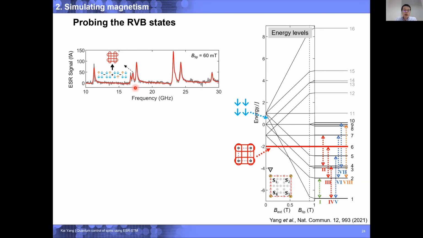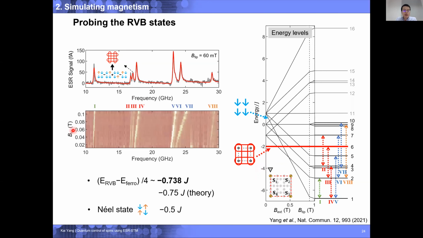To learn more about this quantum eigenstate, we also study the evolution of the ESR spectra as a function of the tip field. From that, we can extrapolate the energy difference between the RVB state and this ferromagnetic arrangement. This basically characterizes the energy gain by forming this spin singlet superposition. The value we obtained is very close to the value from the direct diagonalization of the spin Hamiltonian. In comparison, for the classical Néel state, the energy expectation value is much higher. So that means we indeed have this RVB state as a quantum eigenstate for the 2x2 spin structures.